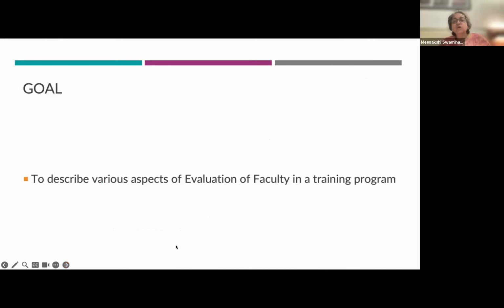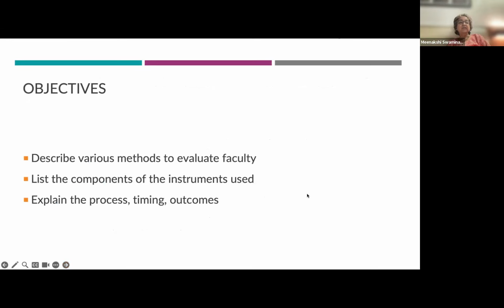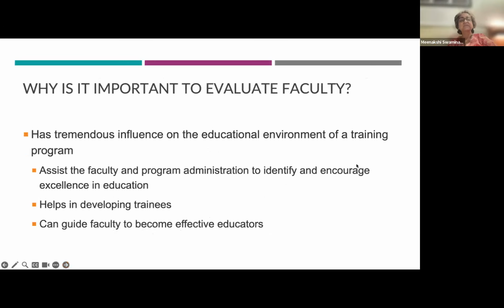So really the goal of my talk is to describe various aspects of evaluation of faculty in a training program. The objectives are to describe various methods to evaluate faculty, list the components of the instruments used, and when I say instruments, I'm talking of a survey or a questionnaire, and explain the process, timing, and outcomes.